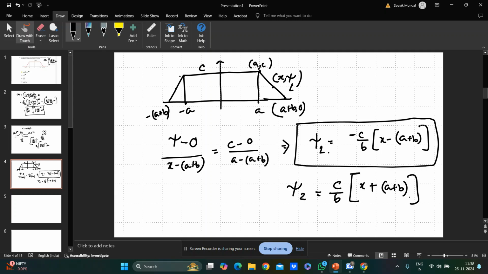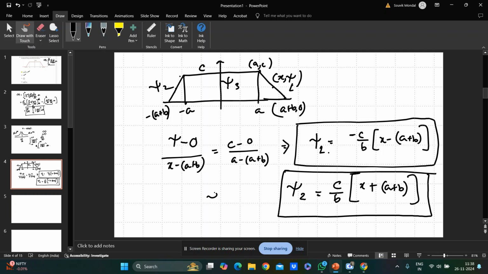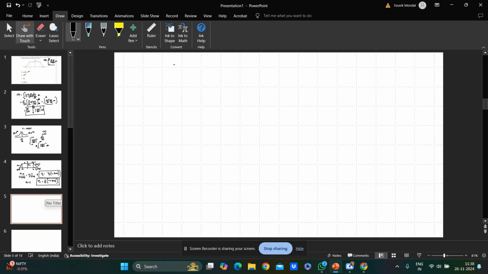So let us check this. At x equal to minus a plus b, it is 0, so it is satisfying. And at x equal to minus a, minus a plus a cancels, then plus b, yes, it is c. So it is again satisfying. So this will be the equation of psi 2. This is psi 1, this is psi 2, and psi 3 is c. So let us now normalize it by the suitable normalization condition.